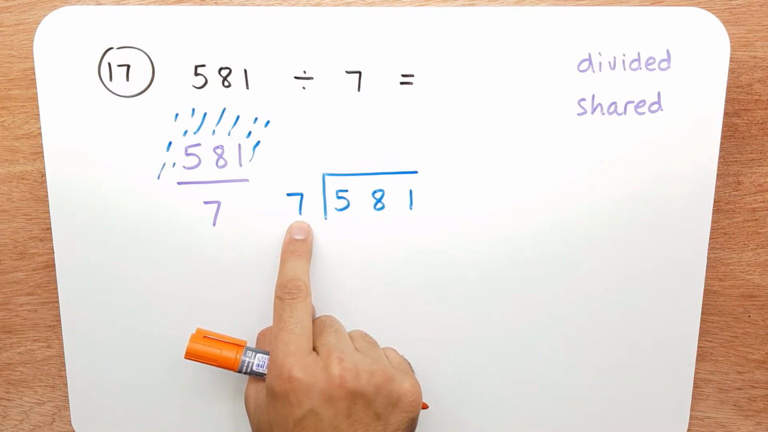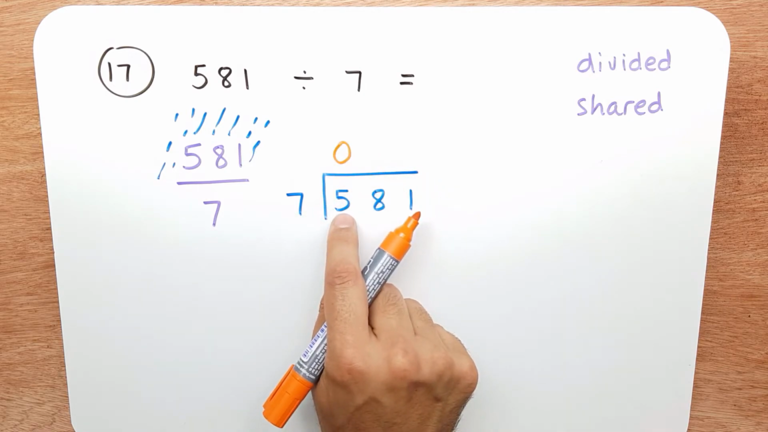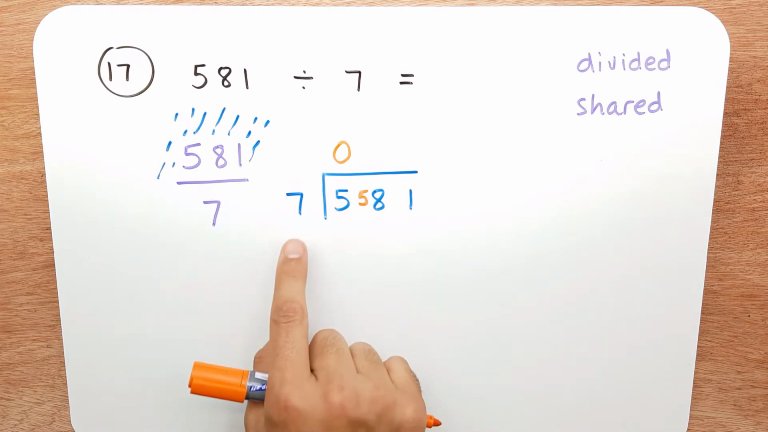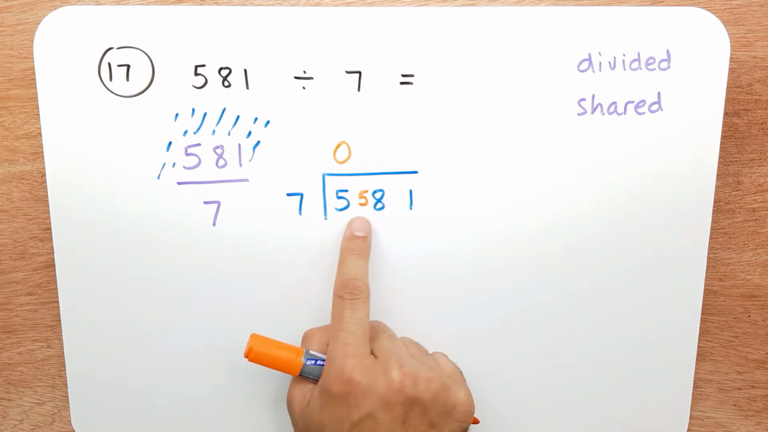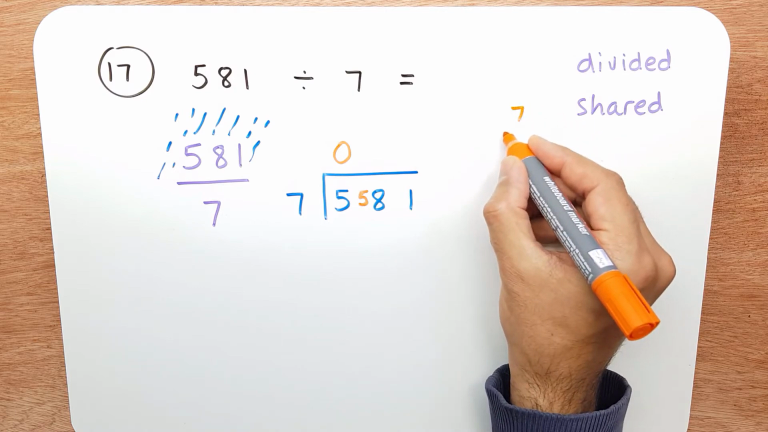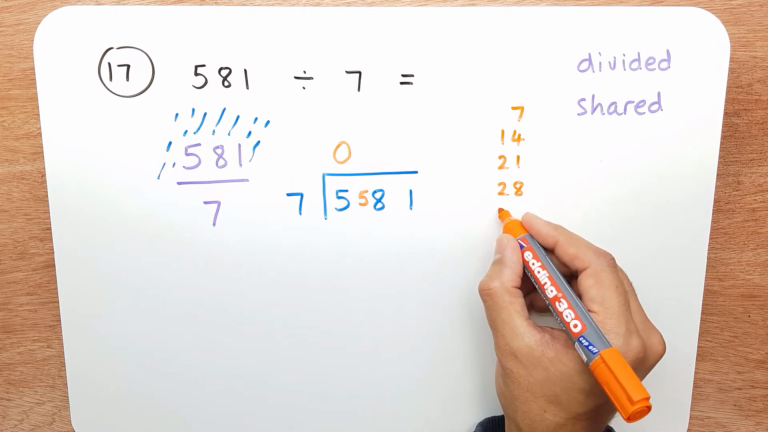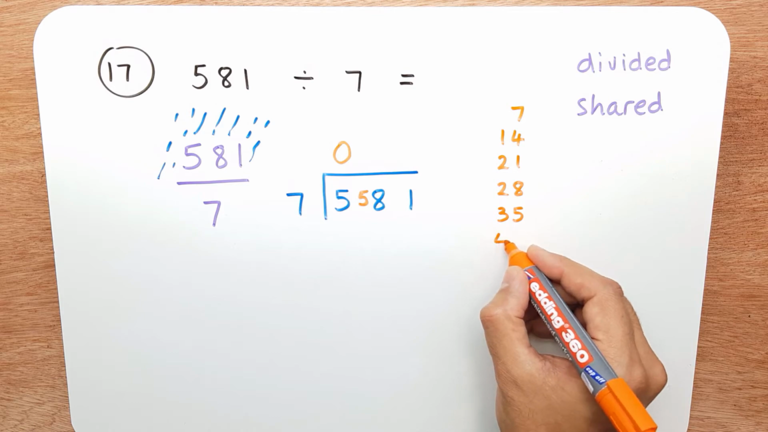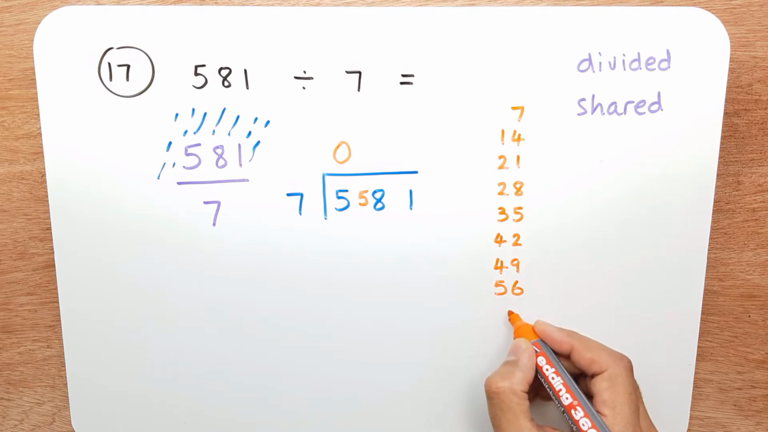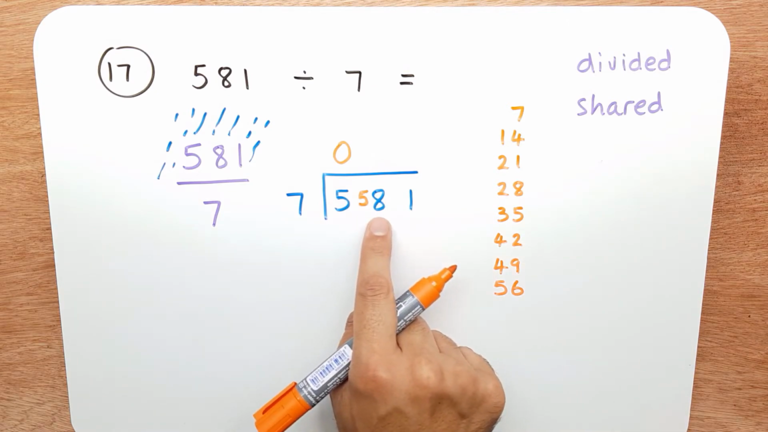Now what I do is I say, how many 7s are there in 5? There's 0. So this 5 I carry over to the 8, and that becomes 58. So now I ask myself, how many 7s are there in 58? This is where you need to know your times tables. So let's try that here. 7, 14, 21, 28, 35, 42, 49, 56, and we can stop there because the next number would take us over 58.